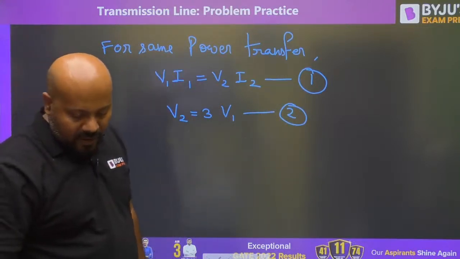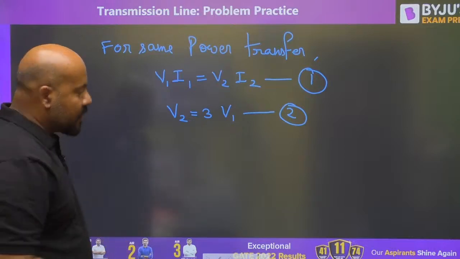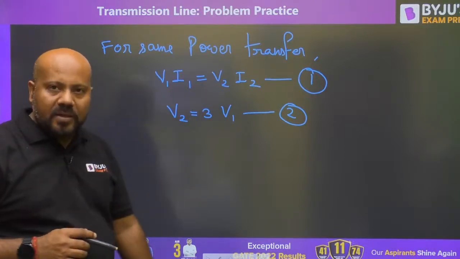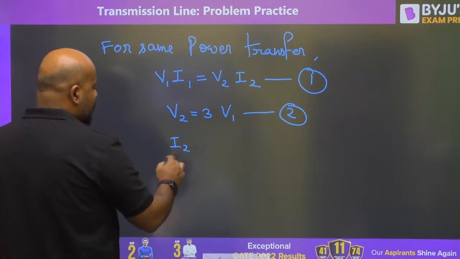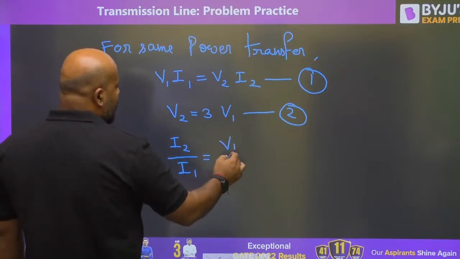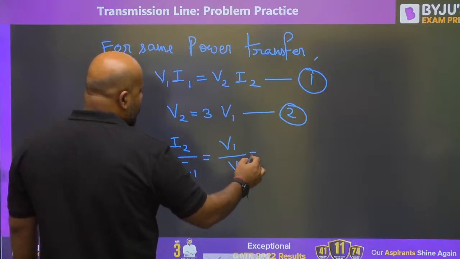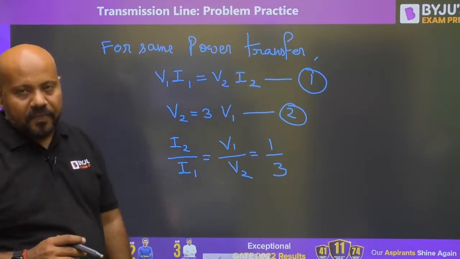By using this information, you can relate the current in the two cases very easily. So can I write I2 by I1 is equal to V1 upon V2, or you can write it as 1 upon 3. Is it clear, everybody?